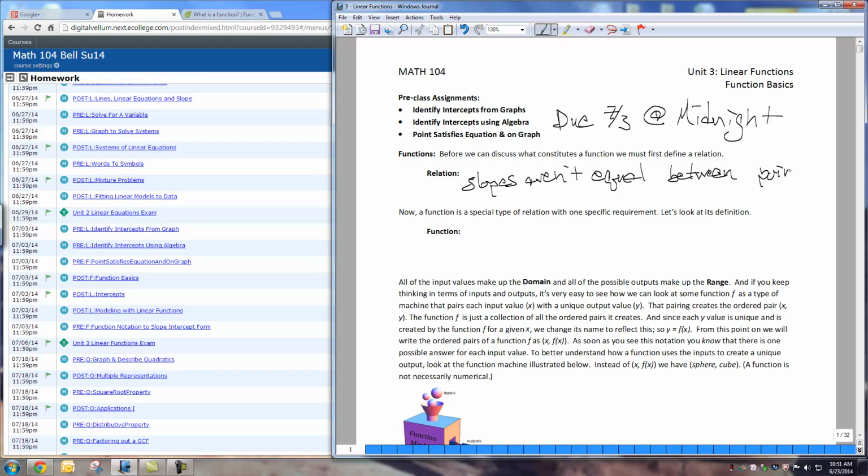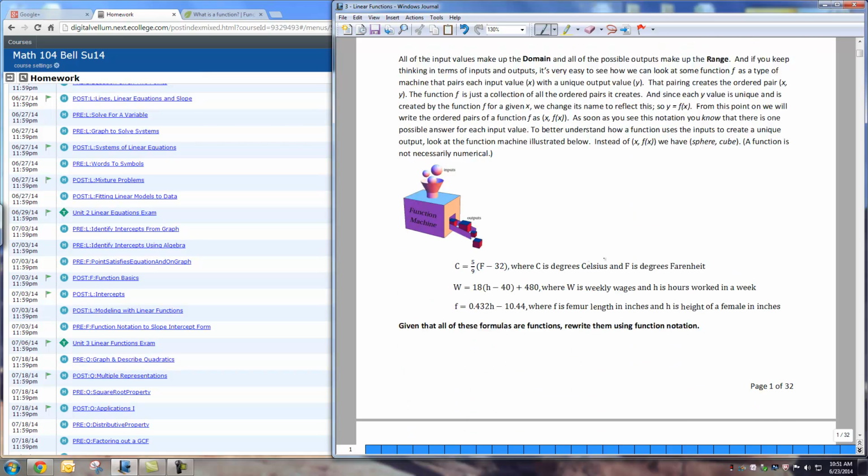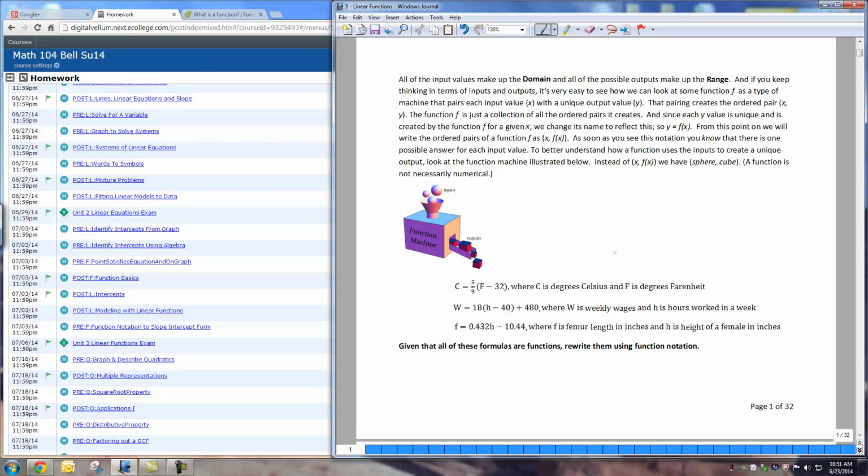Now a function is very specific. A function is a very specific type of relation that has one specific requirement. Let's look at the English of a function. What a function is: for each and every input, there can only be one output. Now that's basically what all these words state. Now I want you to pause the video and read this paragraph. I'm not going to read it for you.